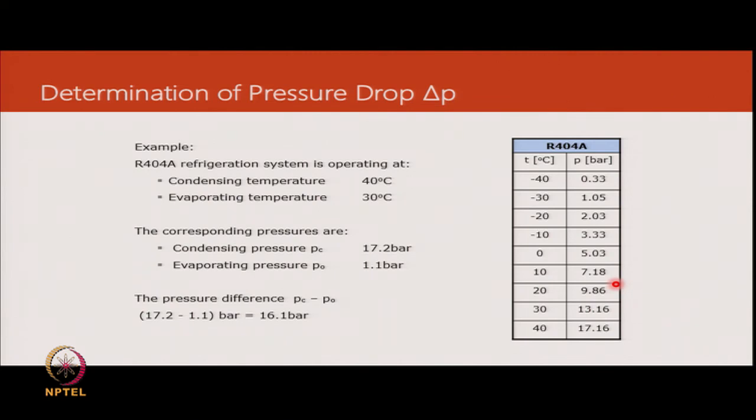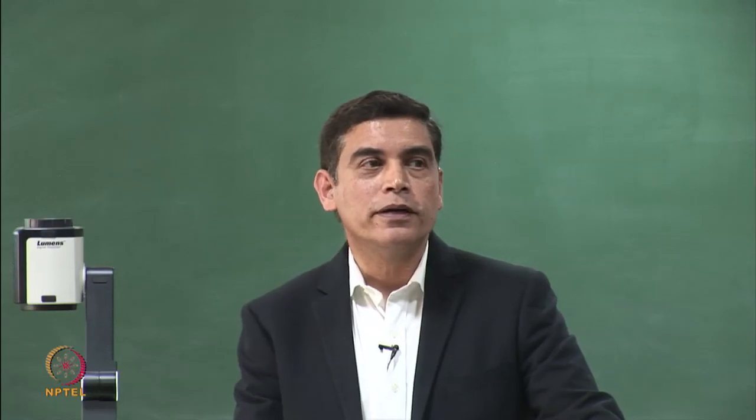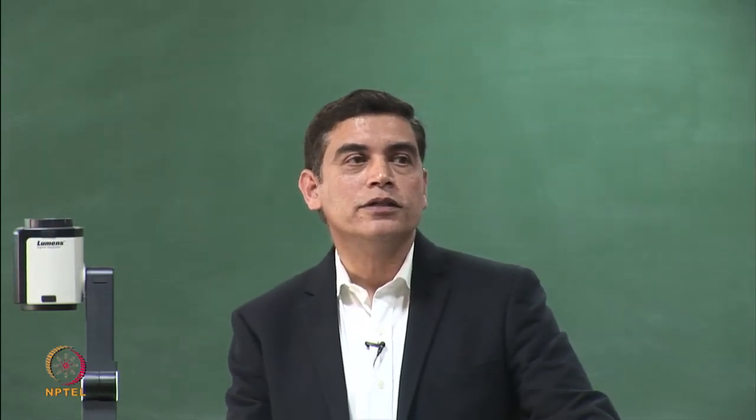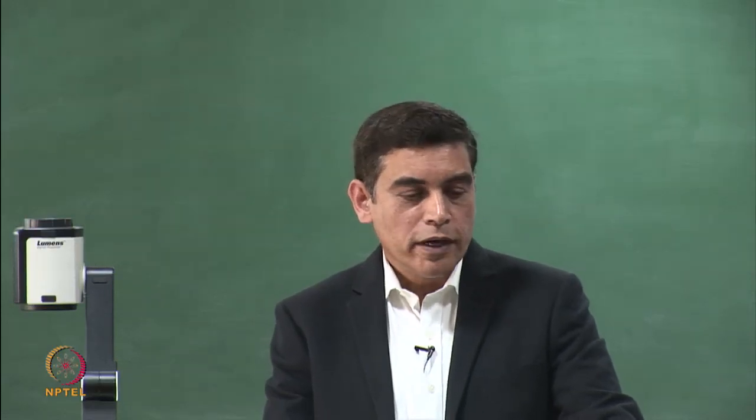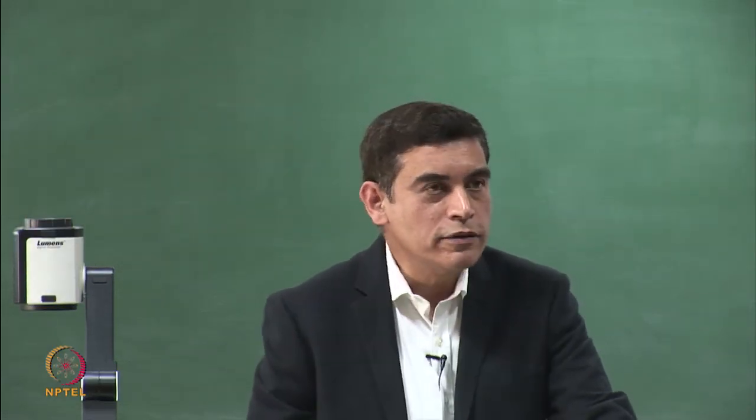This is just an example of all that I just said, that you could pick up a particular refrigerant, take the condensing temperature and evaporating temperature, subtract, get the difference in pressures, and then also take care of whatever is there in the lines.